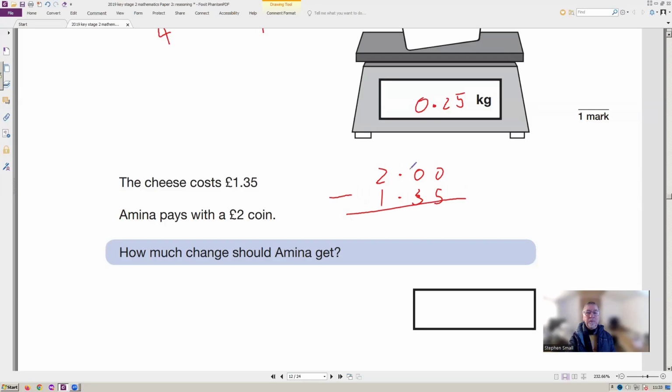5 from 0 won't go. You've got to cross off the 2, make it a 1. These become 9, and the 1 goes there. 5 from 10 is 5. 3 from 9 is 6. 1 from 1 is 0. 0.65.